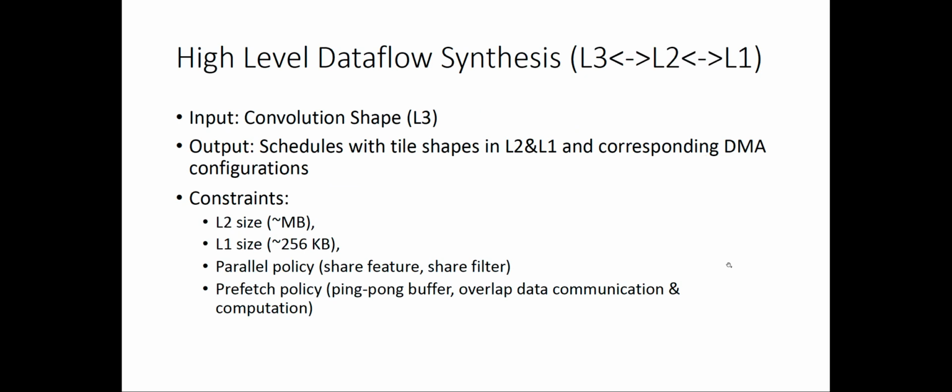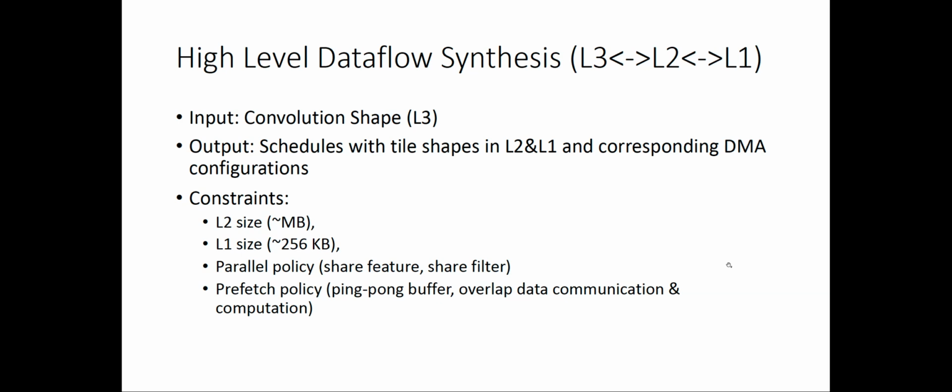Okay, so in order to design this high-level data flow synthesis, we first identify the input and output and the configuration and the constraints of the optimization framework. Basically, we want to use a systematic and automatic way to optimize the data flow synthesis. So the input is the shape. Whenever we need this optimization, we need to give the exact shape of this convolutional kernel. And the output is the schedules with the tile shapes in the L2 and L1 and the corresponding DMA configurations.